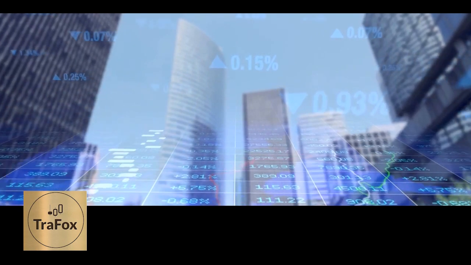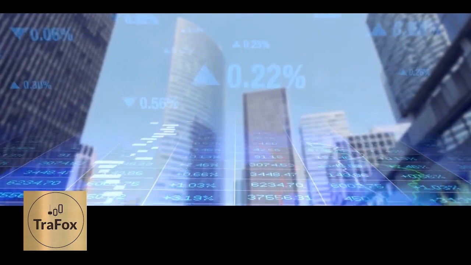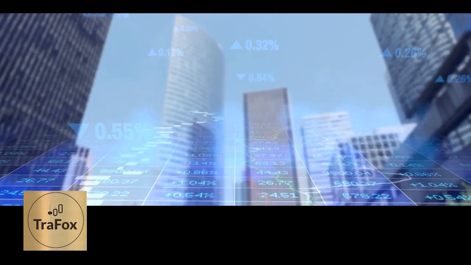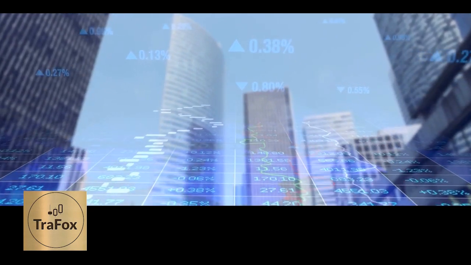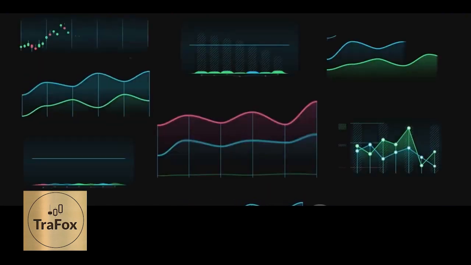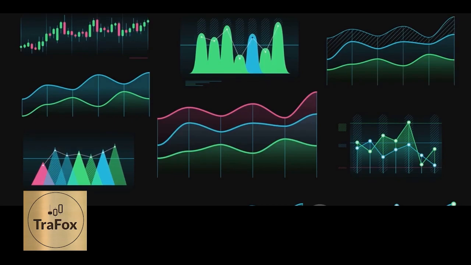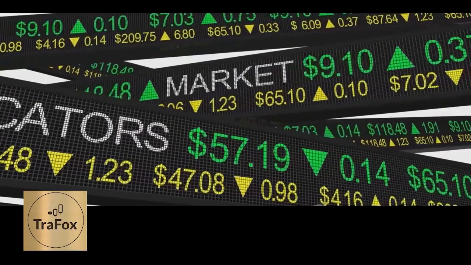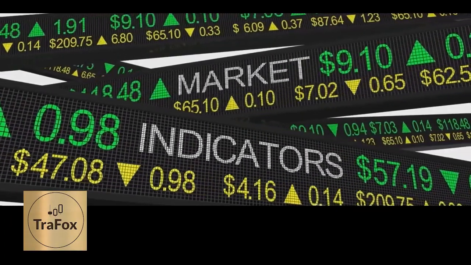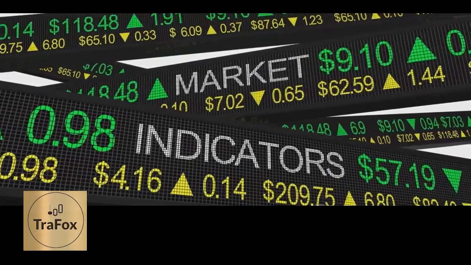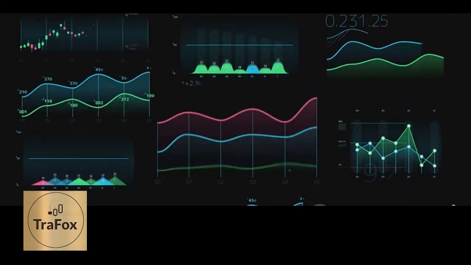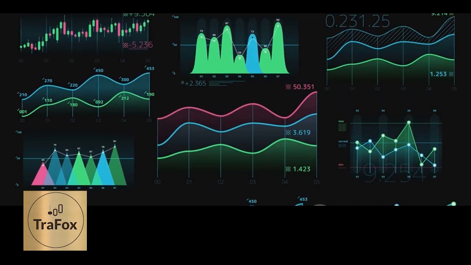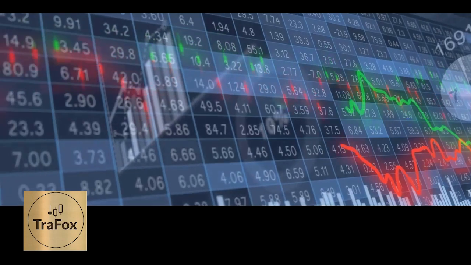The RSI is a momentum oscillator that measures the speed and change of price movements. If the RSI is above 70, it means the asset might be overbought, and if it's below 30, it might be oversold. Remember, these are just two of the many indicators available to traders. Others include the MACD, which can help identify potential buy and sell signals, or the Bollinger Bands, which can give insights into the volatility of an asset.